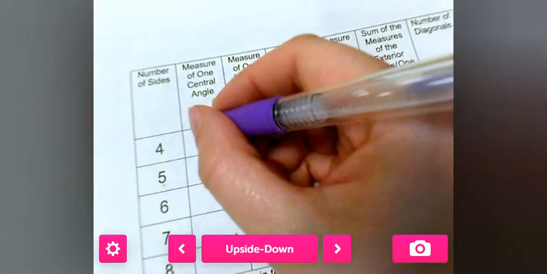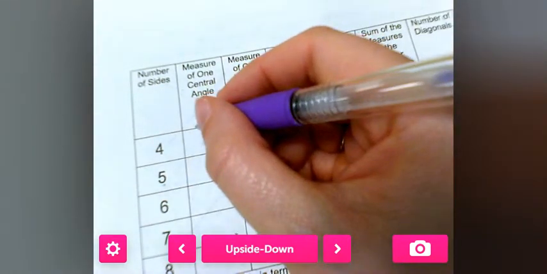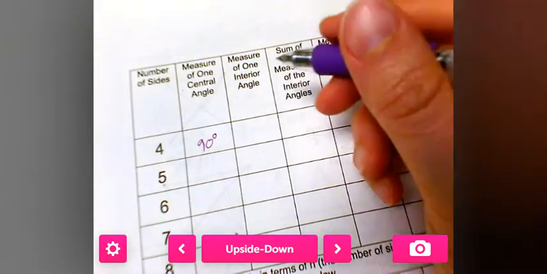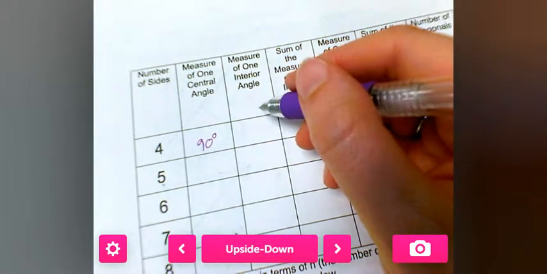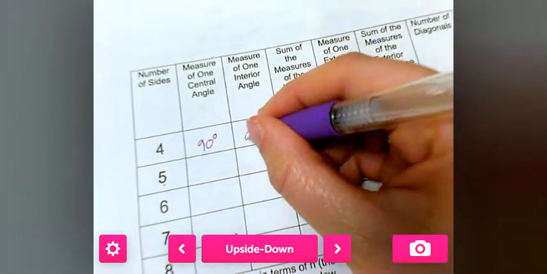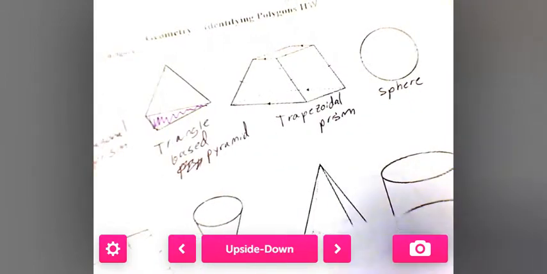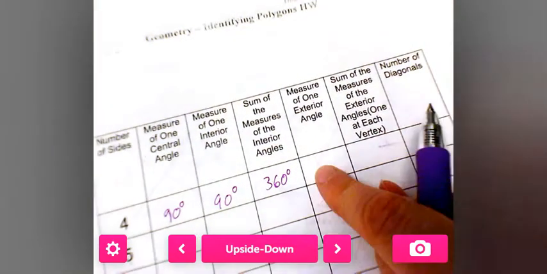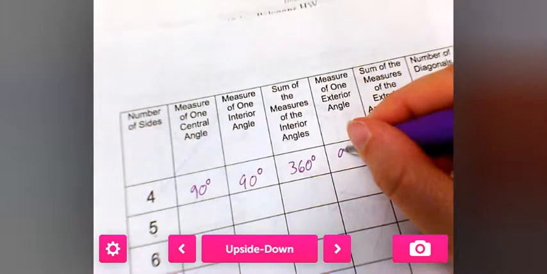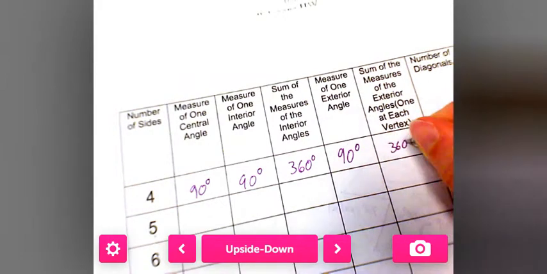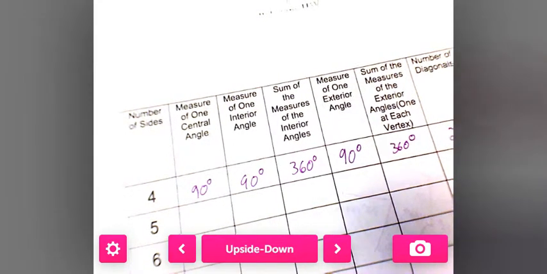The central angle if something has 4 sides is how many degrees? 90. You need to put your phones down, guys. Jenny. The measure of one interior angle if it has 4 sides is? The sum of the measures of the interior angles. If we added up all the interior angles for this first one, what would we get? 360, yeah. 90 plus 90 plus 90 plus 90. Measure of one exterior angle was 90. The sum of the measures of the exterior angles is 360, always. And the number of diagonals is 2.